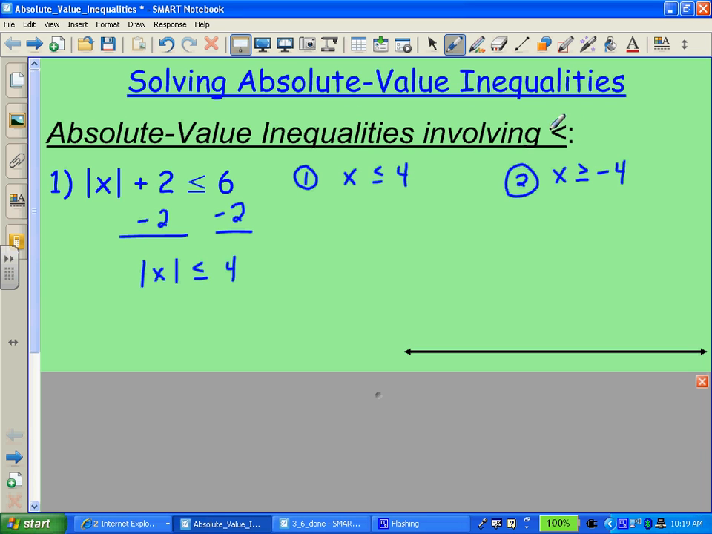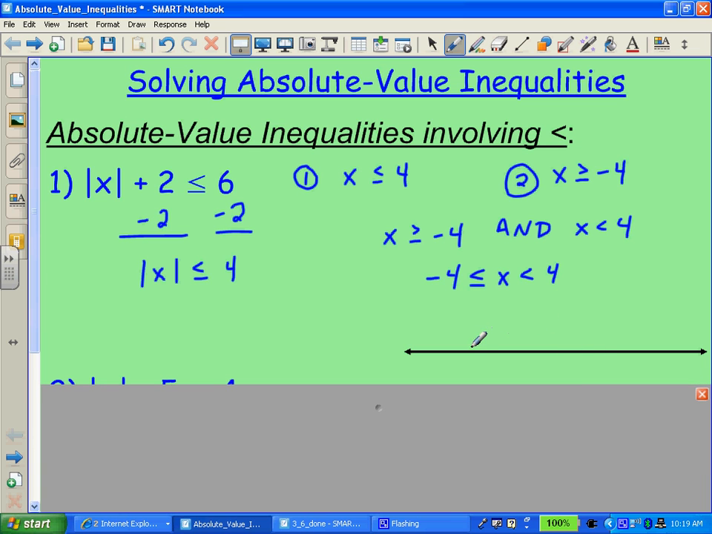These are always going to be AND ones. The ones that have less than are AND. So if I write this again in order, because negative 4 is smaller, I have x greater than or equal to negative 4 and x less than or equal to 4. Or if I write that as a compound inequality, it would look like this, where x is between negative 4 and 4.